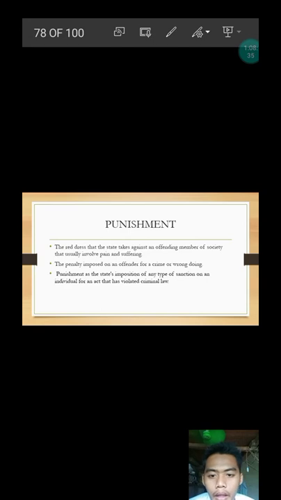Punishment is the redress that the state takes against an offending member of society, which usually involves pain and suffering. It is the penalty imposed on an offender for a crime or wrongdoing, the imposition of any type of sanction on an individual for an act that has violated criminal law.